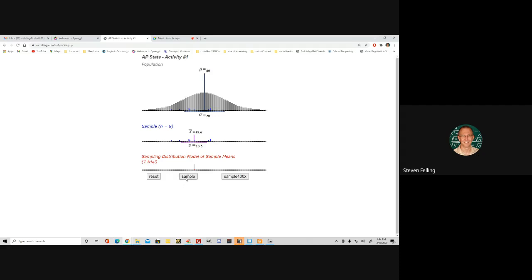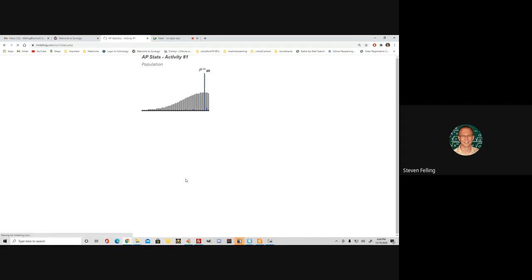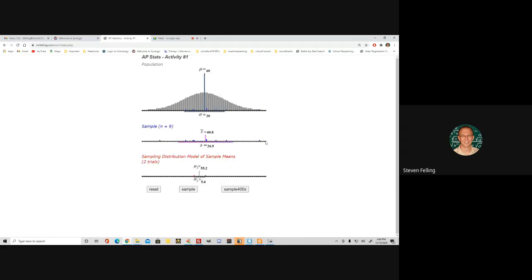Okay, so if you press the sample button again, what'll happen is you've got the same population, but now I randomly take a different sample of 9. This time I got a more spread out sample. And this time my mean in the sample was 60.8 and my standard deviation was 29.6. Yours is different still. And that means that now I've got another dot down here in my sampling distribution. This red dot here is the mean from the second time I took the sample. And every time you press sample, you're going to take another sample.